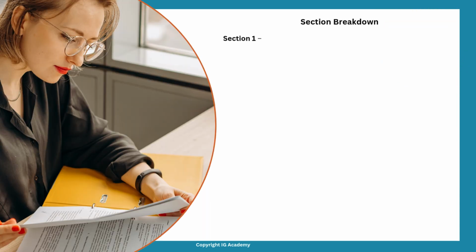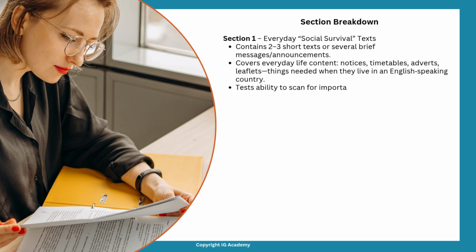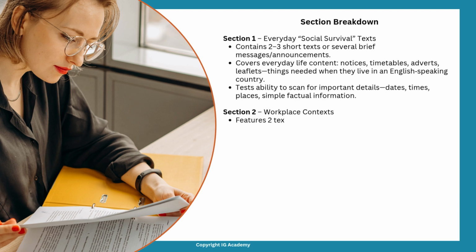In the IELTS General Reading Test, there are 3 sections that increase in difficulty. Section 1 includes 2 or 3 short texts related to everyday life, such as notices, advertisements, and timetables, requiring you to scan for key details like dates and times.